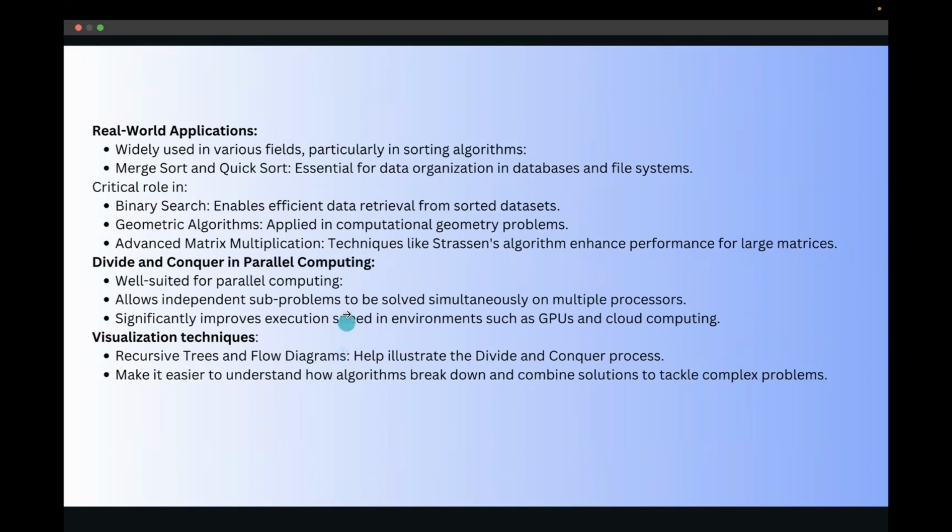Moving on to divide and conquer in parallel computing, this paradigm is particularly well suited for such algorithms because it allows independent subproblems to be solved simultaneously on multiple processors. This capability significantly improves execution speed, especially in modern systems like GPUs and cloud computing. To help visualize this process, we can use techniques like recursion trees and flow diagrams. These visualization methods effectively illustrate how the divide and conquer approach systematically breaks down complex problems and combines solutions, making the overall process clearer and more intuitive.